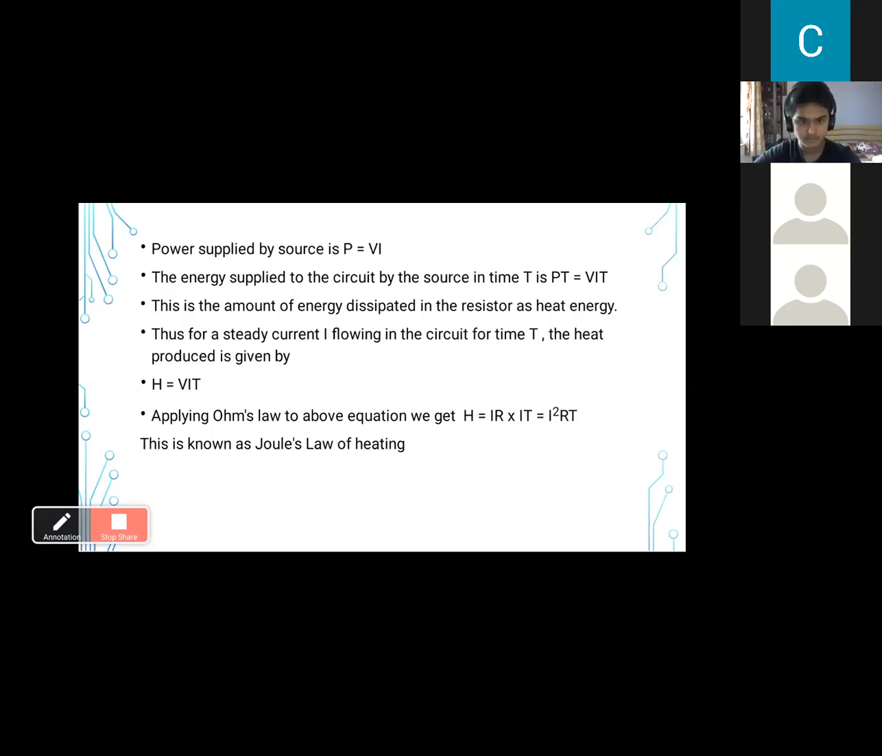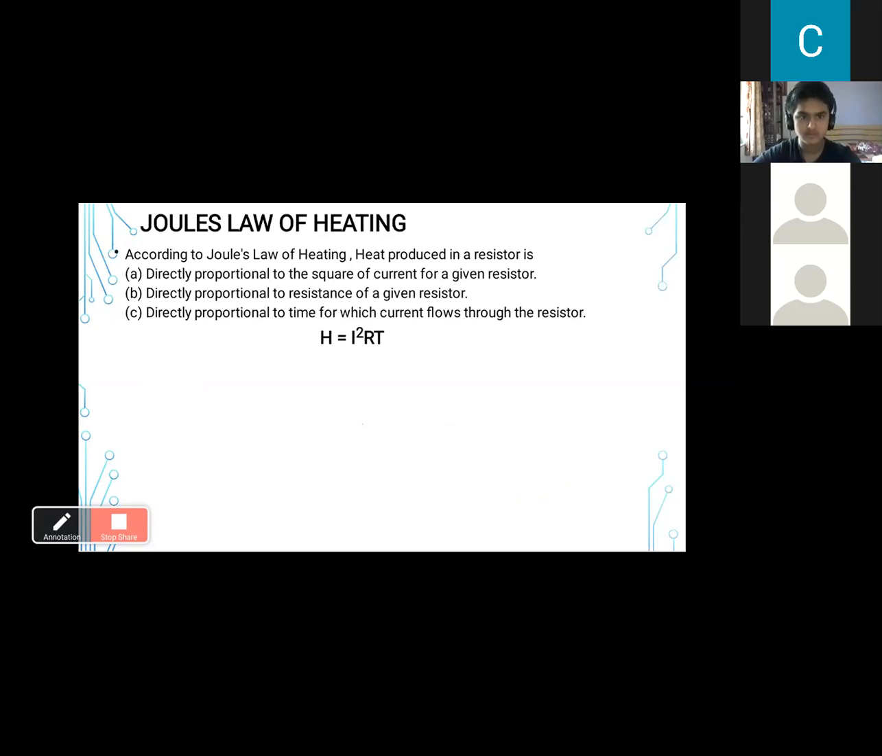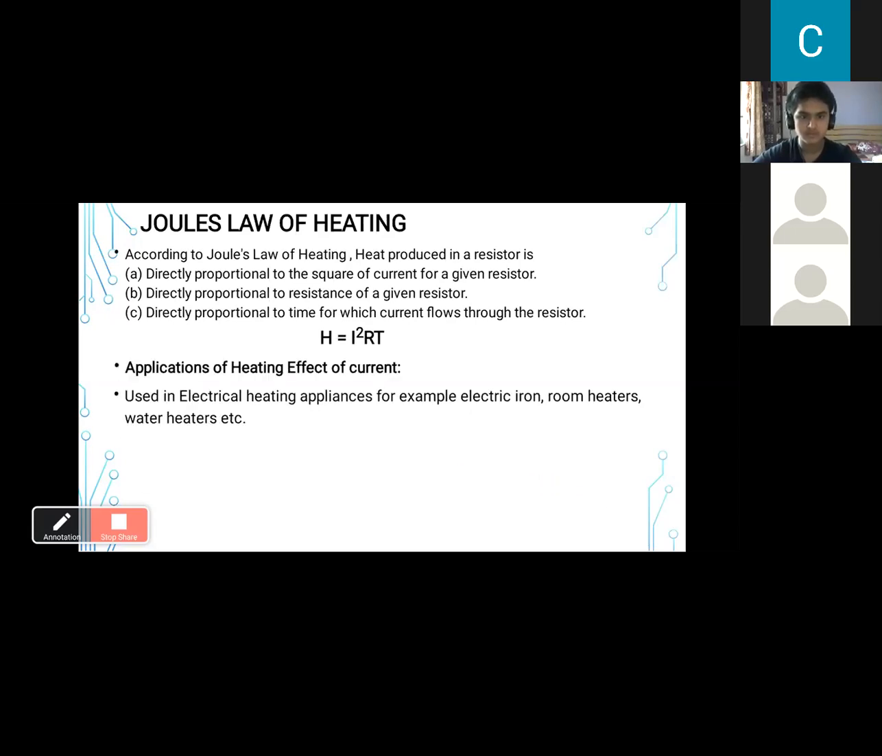Another way I can write H is in the statement form, Joule's law of heating. It is asked in the question like statement form. Just the formula only you can write in the statement form. According to Joule's law of heating, heat produced in a resistance is directly proportional to the square of current, directly proportional to the resistance, and directly proportional to the time. So I just write the formula in the form of a statement.